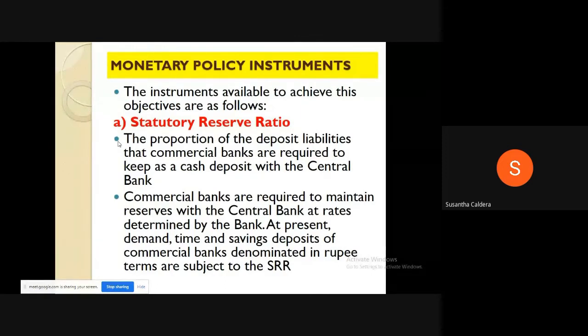Then we talk about monetary policy instruments. So what are the monetary policy instruments? The instruments available to achieve these objectives are the statutory reserve ratio, SRR. The proportion of the deposit liabilities that commercial banks are required to keep as a cash deposit with the central bank. Right? I think you guys must be knowing this area very well. Right?